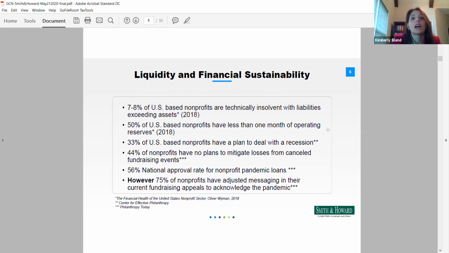56% approval rate for the nonprofit pandemic loans that are coming out there. I'm sure you've heard of the PPP loans and some of the other funding, but PPP is the one that we're hearing about the most. And then 75% of nonprofits have adjusted their message in the current fundraising appeals to acknowledge the pandemic, which is important as you're giving your message to your donors: how the pandemic, what you're doing to help those in need, and the impact to the organization.